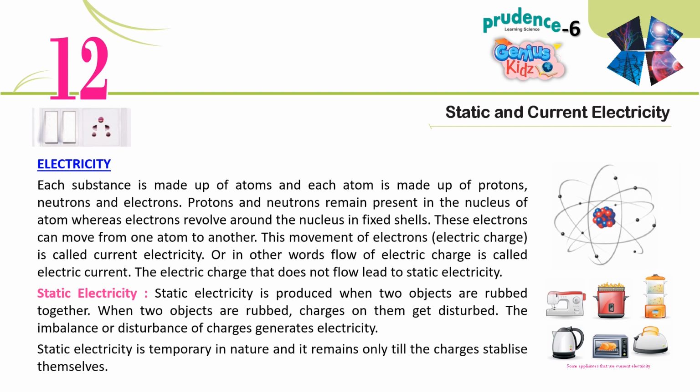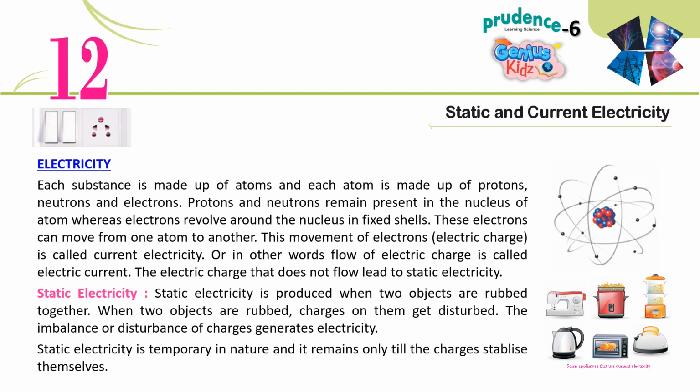Electricity. Each substance is made up of atoms, and each atom is made up of protons, neutrons, and electrons. Protons and neutrons remain present in the nucleus of the atom, whereas electrons revolve around the nucleus in fixed shells. These electrons can move from one atom to another. This movement of electrons, electric charge, is called current electricity. Or in other words, the flow of electric charge is called electric current. The electric charge that does not flow leads to static electricity.